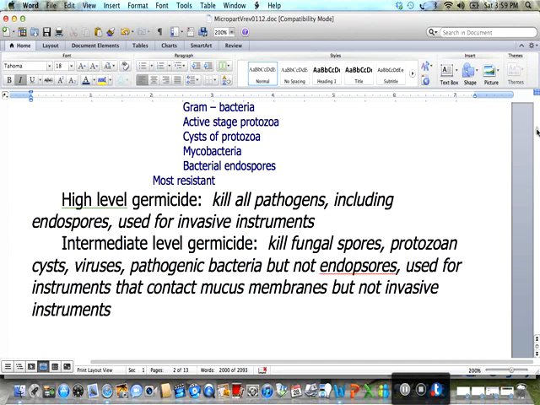High-level germicides kill all pathogens, including the endospores. This is used for cleaning invasive instruments. Intermediate-level germicides kill fungal spores, cysts, viruses, and pathogenic bacteria, but not endospores. These are used for instruments coming in contact with mucous membranes, but are not adequate for invasive instruments.